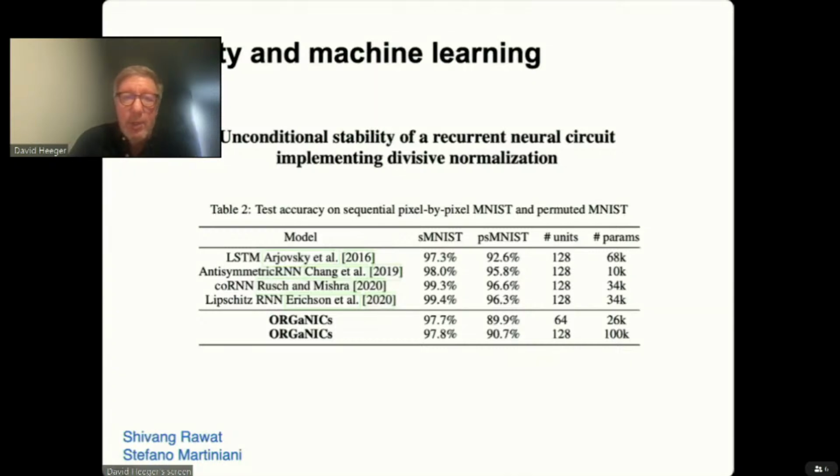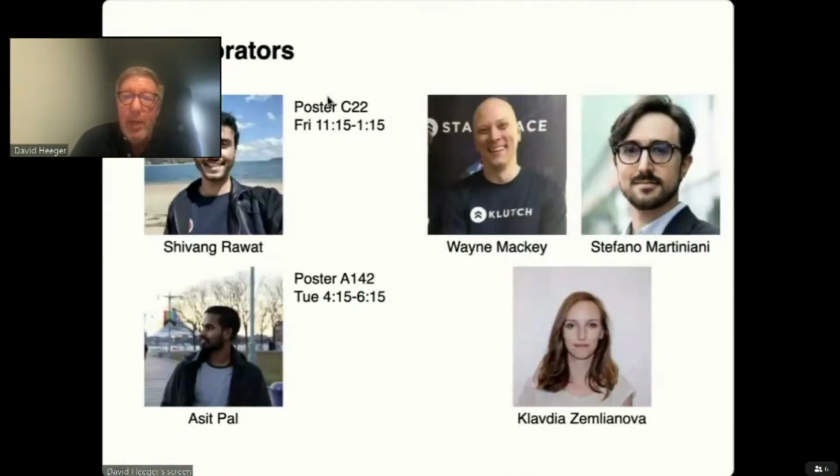having normalization. If you want to hear more about organics, I encourage you to go to these two posters, one this afternoon and the other one on Friday. And these are my various collaborators on all of this stuff. Thank you very much. Sorry I ran a minute over.